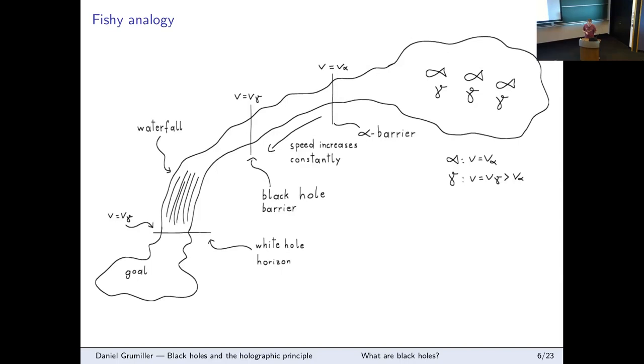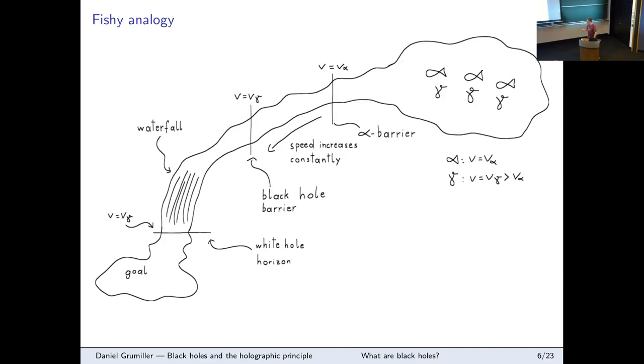I'm going to elaborate how to detect them. But if you're not a physicist especially, and you have questions on this picture, then feel free to ask. Yes. Can you please explain what the white hole horizon is?